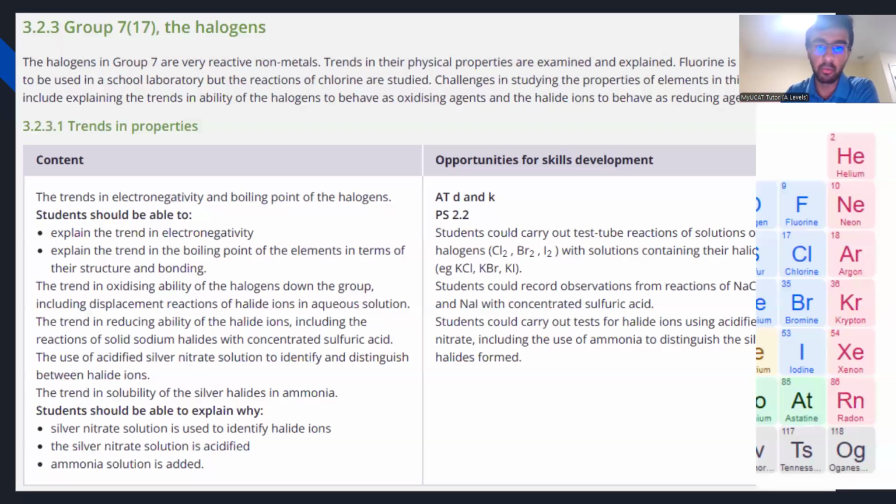For OCR A, the one thing that is slightly different is you don't need to know about the reduction reactions that we're going to talk about in a couple of minutes with sulfuric acid. So for the OCR A people, most of the stuff we're going to go through is exactly the same. If you haven't come across any of the reduction reactions with sulfuric acid, then don't worry, you don't need to know those. But everything else is common across them.